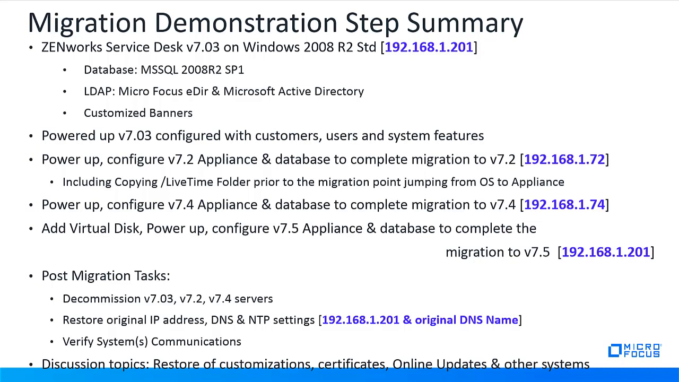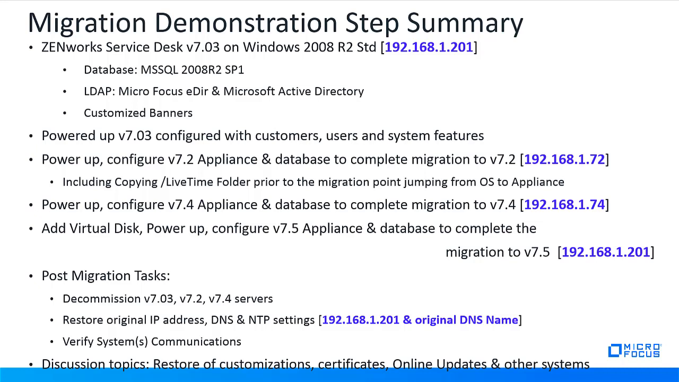We're going to add the VA storage volume to the version 7.5 appliance and power the version 7.5 appliance up, configuring again with that static IP of the original 7.03 server to complete the migration. Once complete and the system communication is functional, decommission all previous Service Desk servers. Modify the files that have been customized for settings in Tomcat, Java, etc. Restore the banner images, and this should conclude the migration itself.